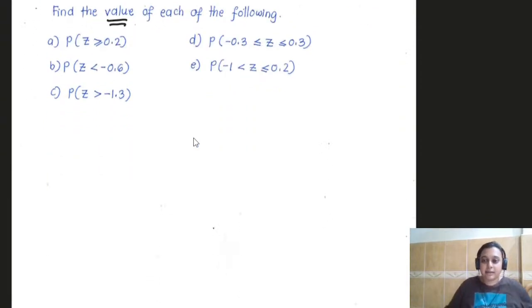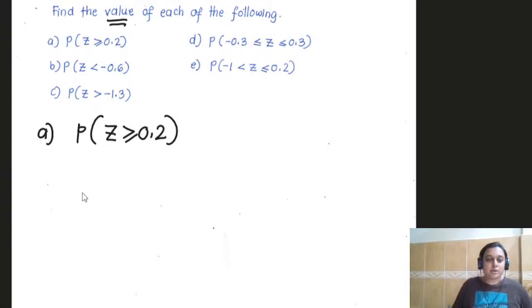Okay, let's start with A. Don't change your calculator mode yet. Just leave it as just now. So bigger than or equal to 0.2. Please practice drawing. Don't skip the drawing, because sometimes if your answer is wrong, the teacher can see your graph. If your graph is correct, we can give you marks.